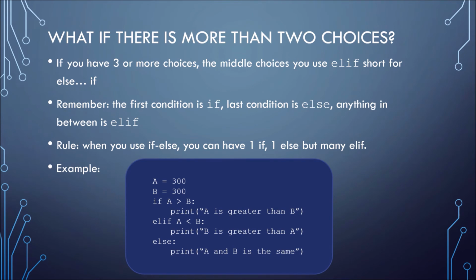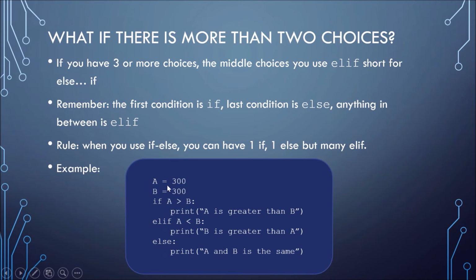Now, what if there is more than 2 choices? If you have 3 or more choices, the middle choices you use elif. It's a short merge of else if. So the first condition or the first selection is always an if. The last one would be an else. In between, you can have as many as you want. It has to be in elif.